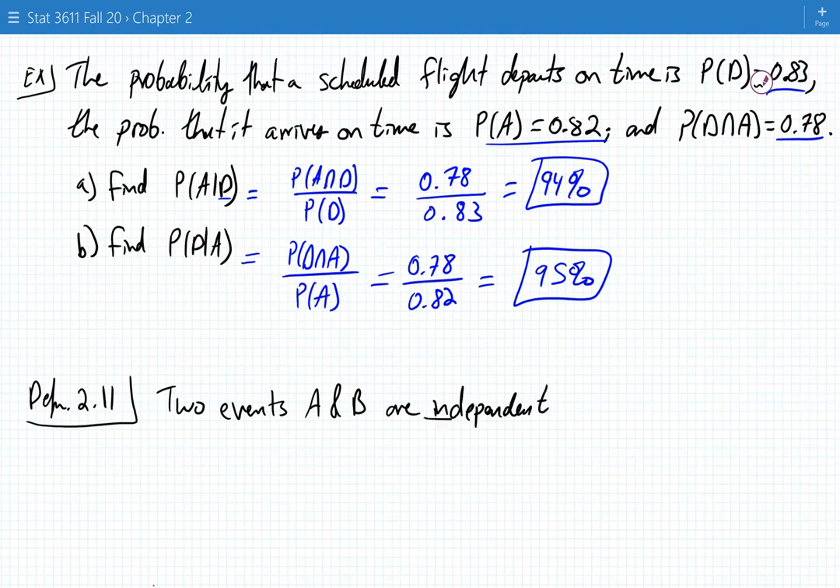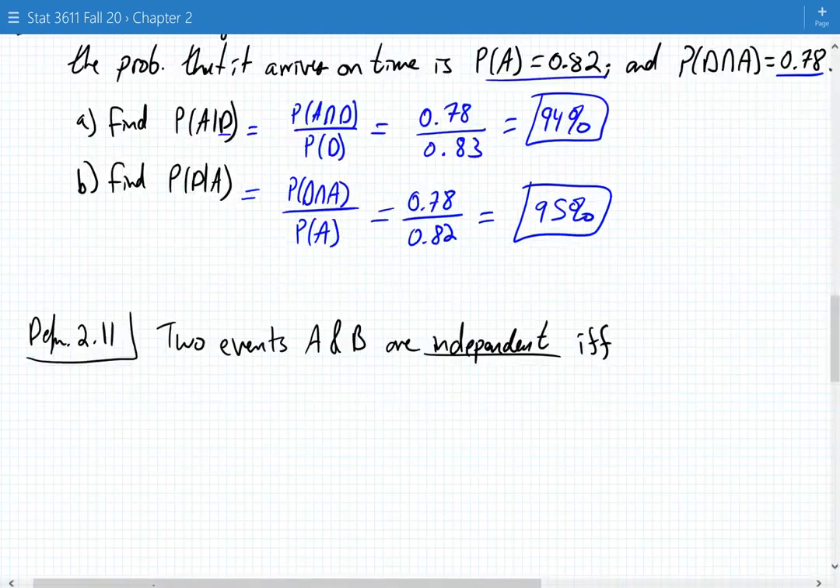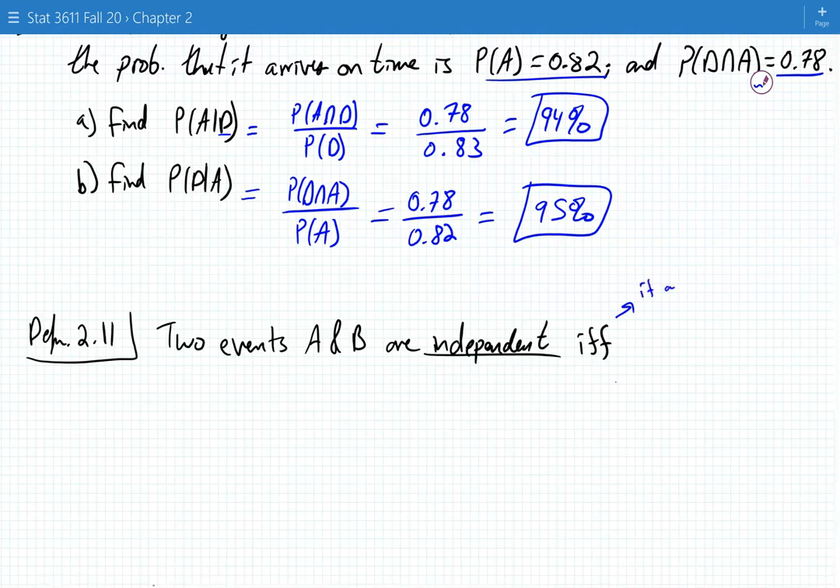if and only if. "If and only if" is formal, and is often abbreviated iff. A and B are independent if and only if the probability of B given A is equal to the probability of B.